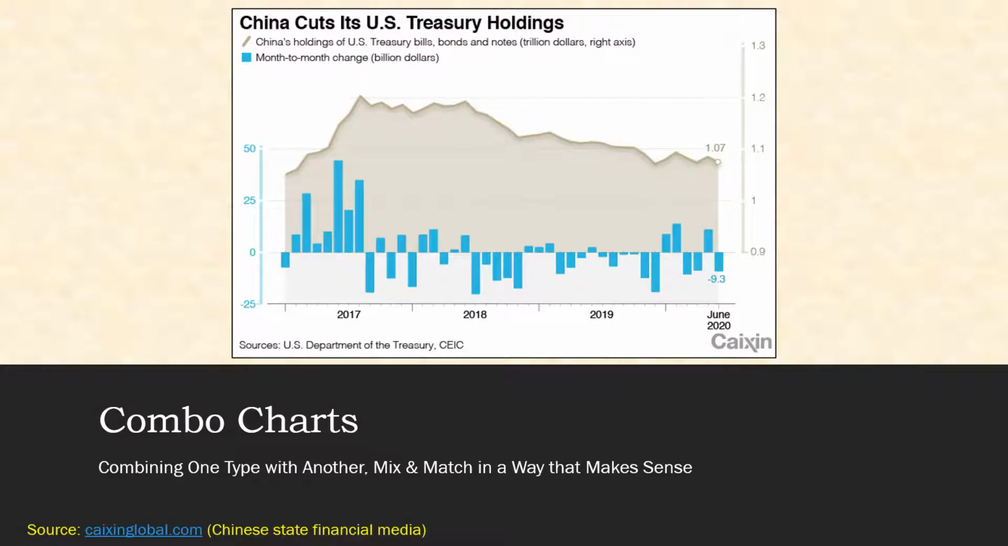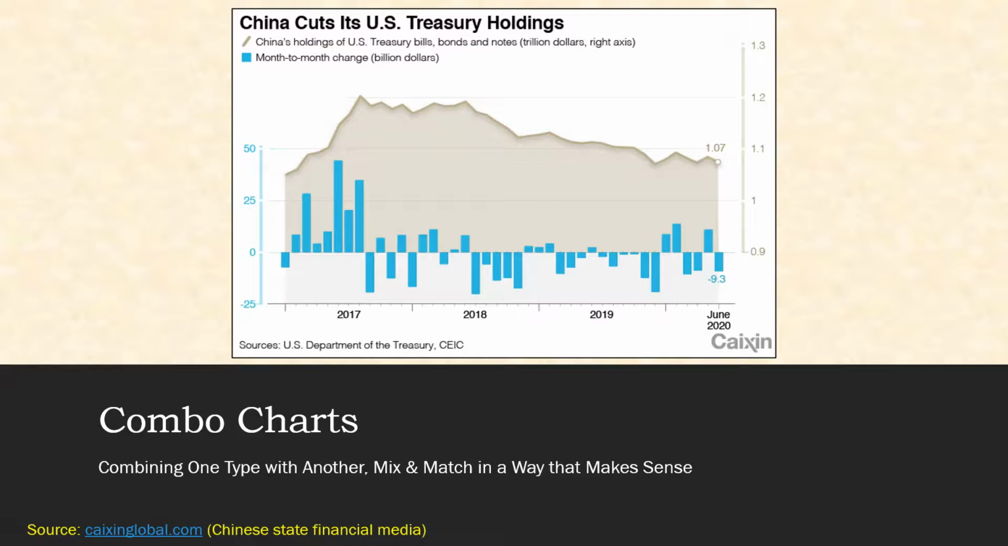Lastly, we have a combo chart. Combo charts are not as common as other types, and it can be a combination of any type of chart that makes sense. Here we have a column chart. We have that superimposed with an area chart. So notice that the area chart is showing a total of China's US Treasury holdings, the area itself being the total value of those holdings, and this is measured in trillions of dollars. And then in the column charts, we see a month-by-month look.